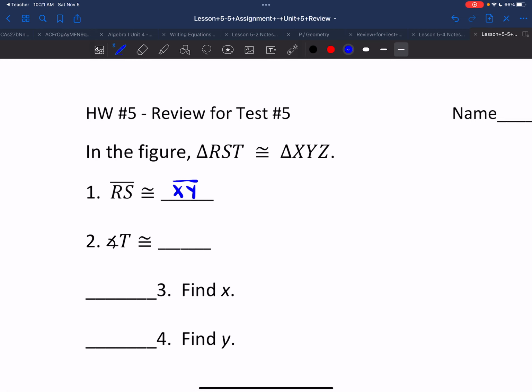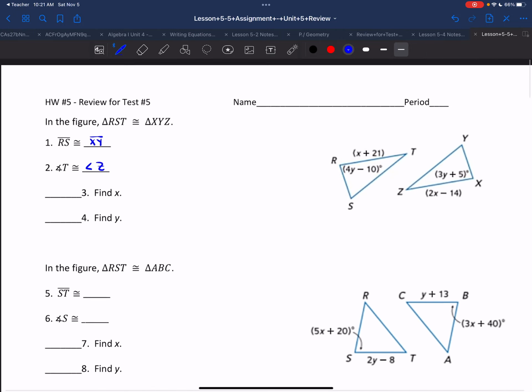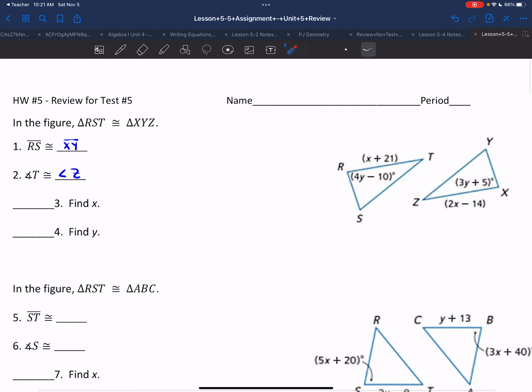Number two, taking a look at angle T. T is in the third position, so I need to look at the other triangle. What letter is in the third position? That is Z, so angle Z. I didn't even need to look at this figure. All I needed to do was look at my congruent statement.